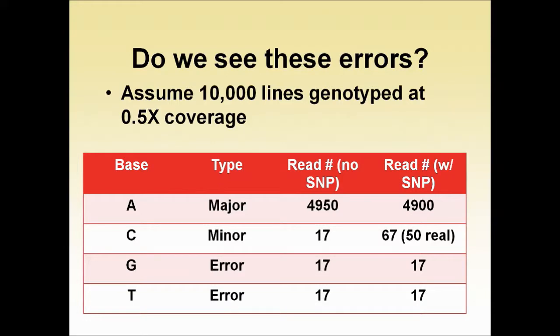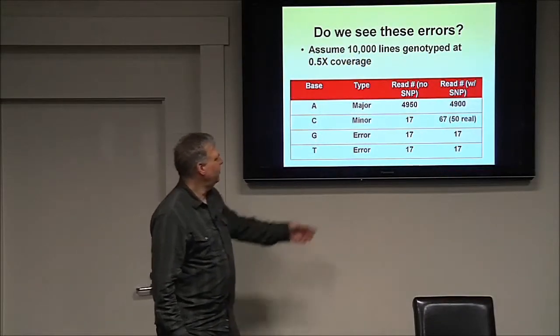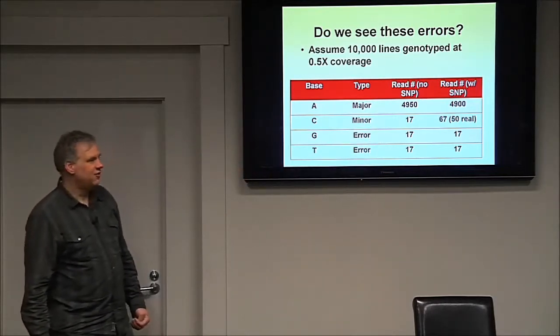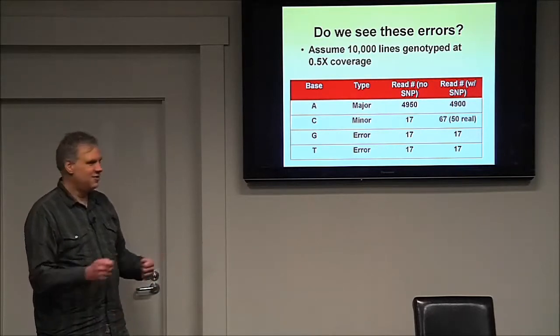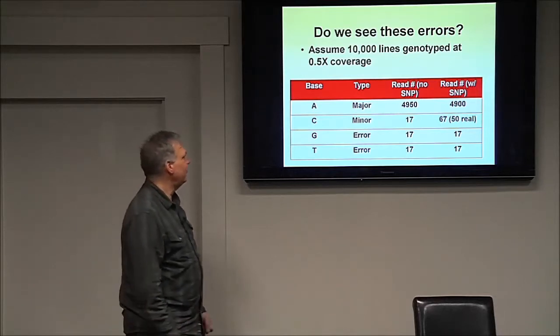So assuming that you've genotyped 10,000 lines at half X coverage, and say you're at a particular base and there's actually no SNP there, the base is supposed to be an A, you'll still see the C, G, T about 17 times each. And those are all sequencing errors. Once you sequence enough and get enough read depth, you pretty much have a sequencing error at every position. And we filter out the really rare stuff from the start.